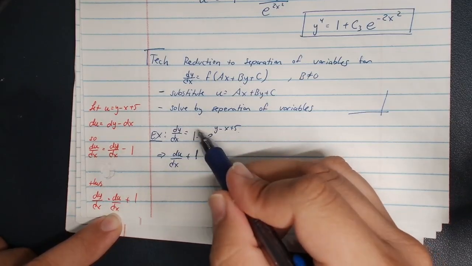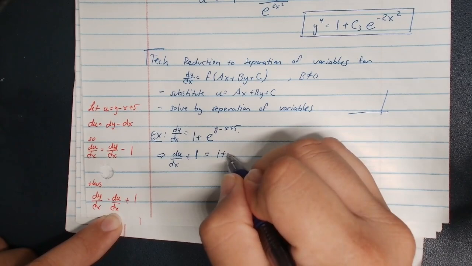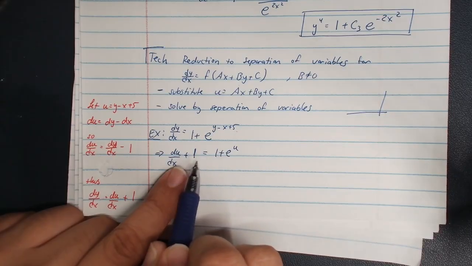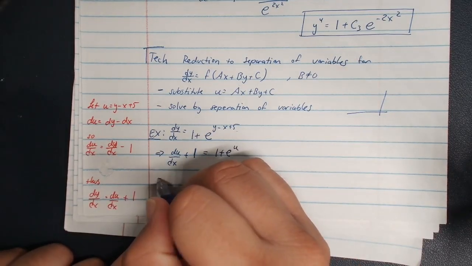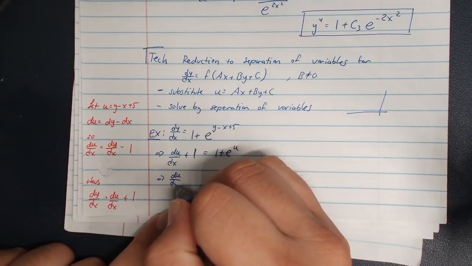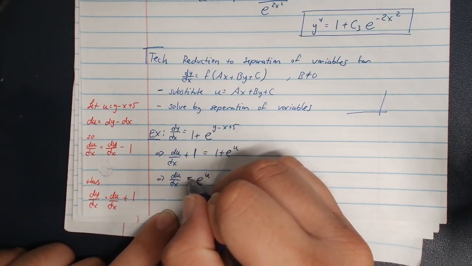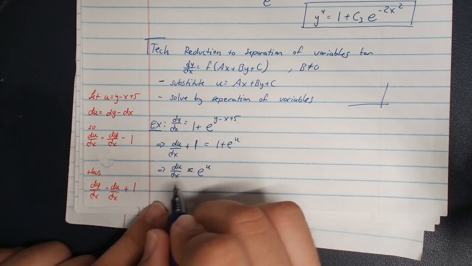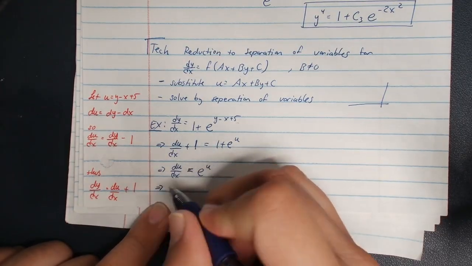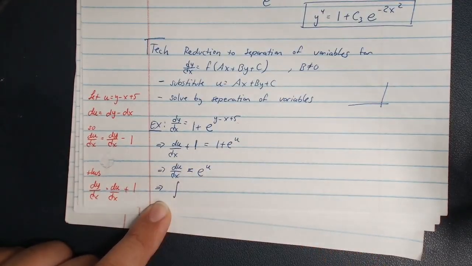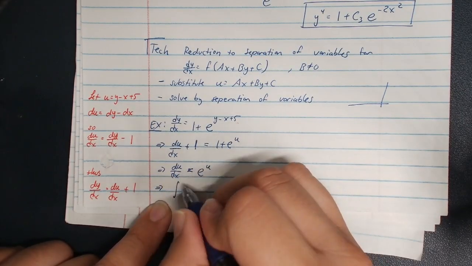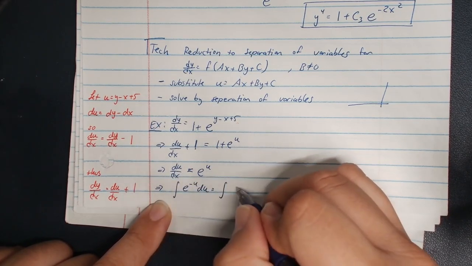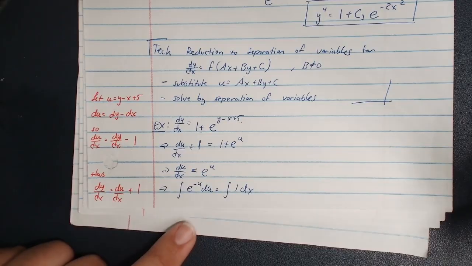is equal to 1 + e^u. Well, I've got a plus 1 on both sides, so I can just subtract 1 and those cancel out. So really, this is just du/dx = e^u. The ones just canceled out. And now I can integrate on both sides because this is now separable. If I divide over to this side, that'll be the integral of e^(-u) du equal to the integral of 1 dx. So that's nicely separable now.